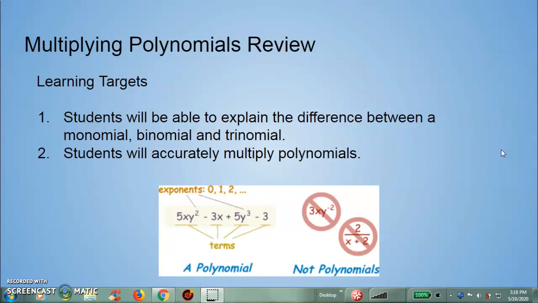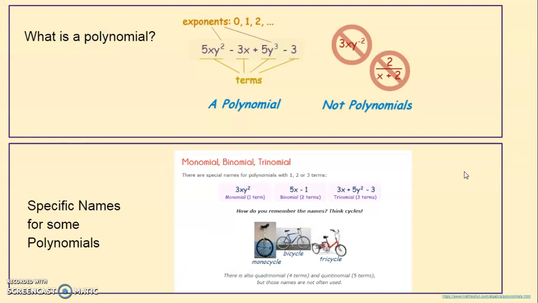We're going to be talking about polynomials, what is a polynomial, what's not a polynomial, etc. Okay, so I took both of these images from Math is Fun, but I thought they were great because they really showed what's going on. So right here you have an example of a polynomial that has 4 terms in it. The first one is 5xy squared, the second one is negative 3x, third one is 5y cubed, and the last one is negative 3. Terms in polynomials are separated by addition and subtraction signs.